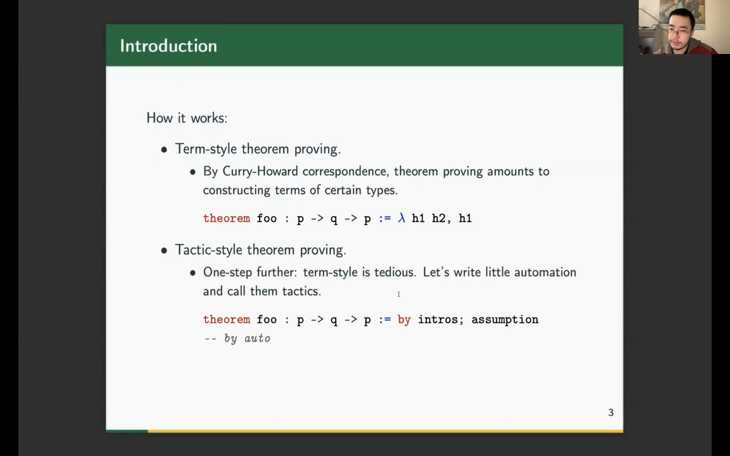We want to automate this process and develop some sort of programs, well, meta programs, that can help us construct these lambda terms. So for example, this same example can be written as this: by intros assumption. This intro is called a tactic, and what it does is that it introduces everything that can be introduced by looking at the type, right? You know that this type has two arguments, so intros introduces these two binders, H1 and H2.